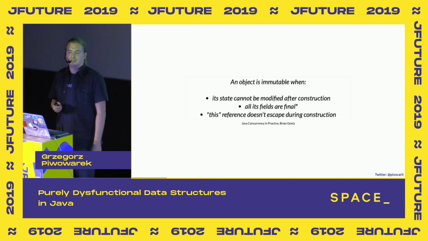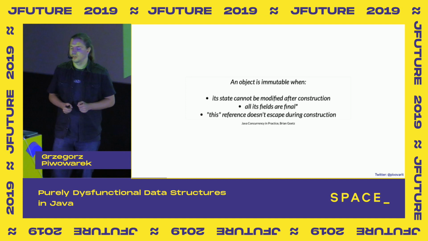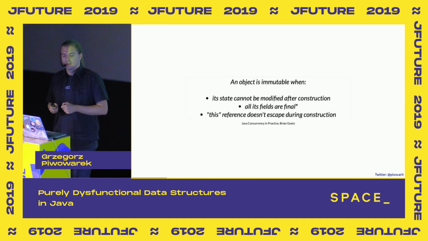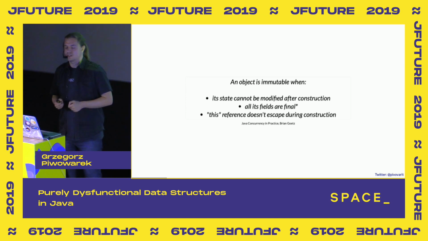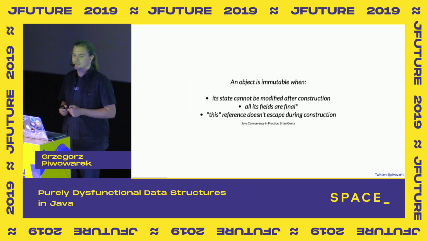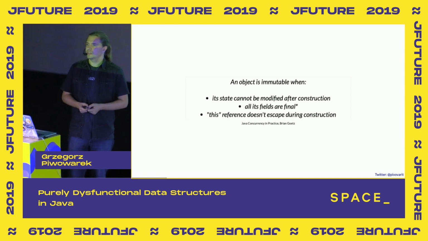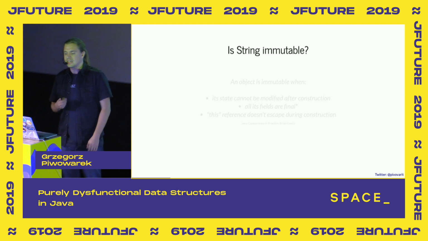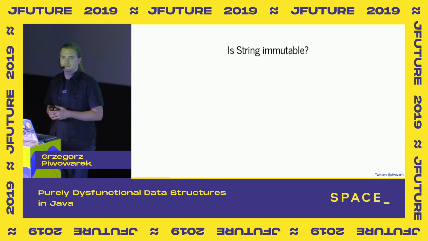So, according to Brian Goetz from Java Concurrency in Practice, objects are immutable when their state cannot be modified after construction, when all their fields are final, and when the this reference doesn't escape during the construction phase. So, I have a quick question for you. If we know that this is what constitutes an immutable object in Java, is string an immutable object? What do you think? Is string immutable?